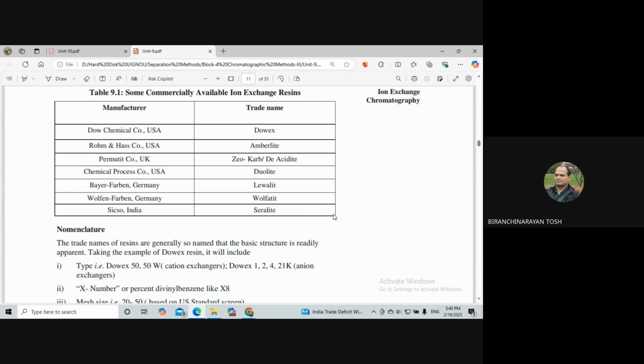So this X number is the divinyl benzene content, how many? Like X8 means 8 percent divinyl benzene groups will be there. Mesh size is also mentioned, 20 to 50, based on the US standard. And the ionic form, so sodium. For example, the label will carry something like this: type 50, that means Dowex 50, X8, divinyl benzene units 8, mesh size, that is the size of the particle, 20 to 50, and ionic form, whether it is cationic or anionic, you have to mention here. So sodium means it is in cationic form.